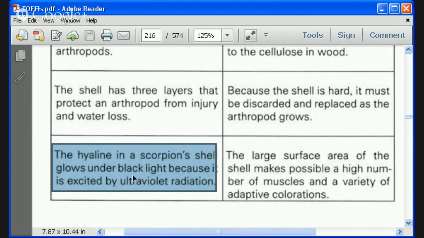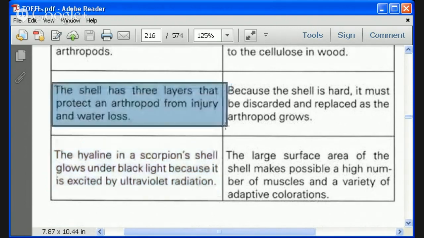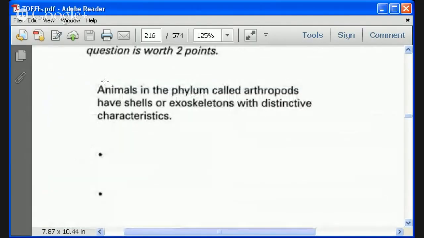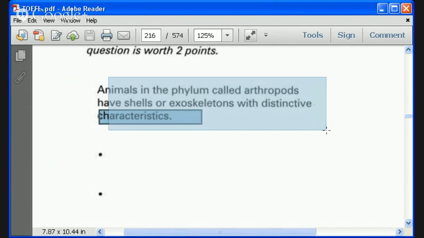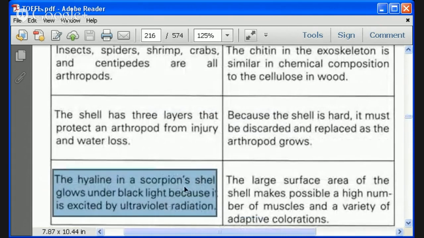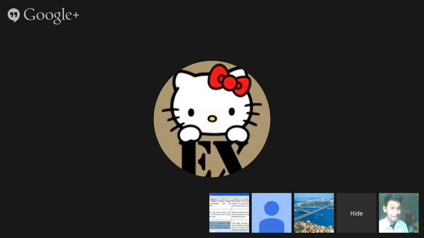What we're trying to figure out, for example: the shell has 3 layers that protect an arthropod. Animals called arthropods have shells with a distinctive characteristic. A characteristic of arthropods is that they have 3 layers in the shells that protect them. That matches this. This statement here, the hyaline in a scorpion's shell, is very specific. Yeah, it glows under black light, and under ultraviolet it makes it harder.